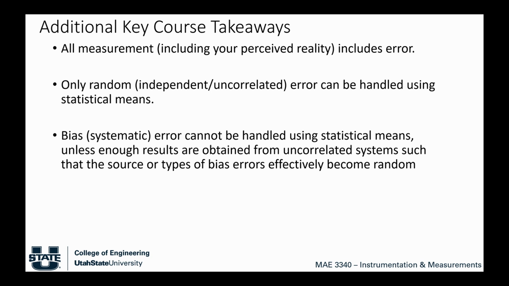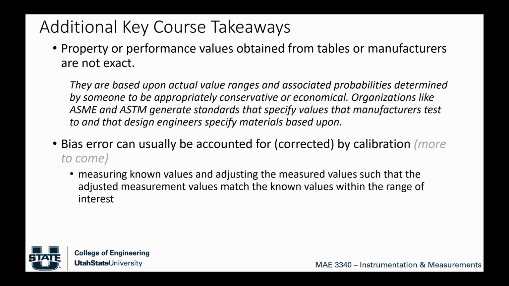The second one, independent and uncorrelated. That's really important for us. If we're going to be using statistical means, we need to make sure that we have independent and uncorrelated errors that are random for each measurement that we're taking. Bias can be handled not using statistical means, but rather by doing a calibration or something like that, or maybe post-processing, where we subtract off a known value or a known trend that is moving the data away from the true value or the mean.